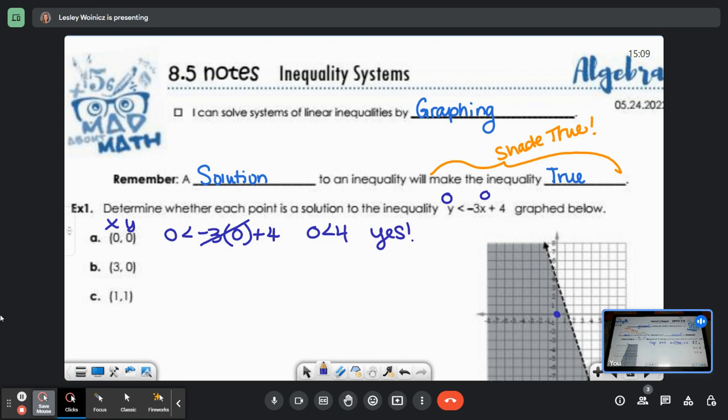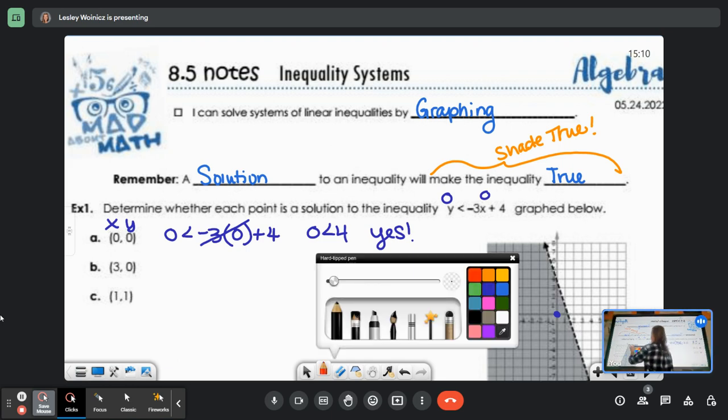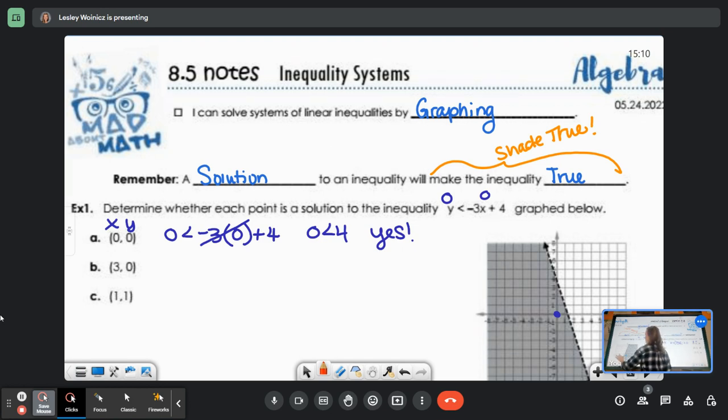So just eyeballing it and looking at the graph, are the other 2 points solutions or not? B, yes. Okay, B is the point 3, 0. 3, 0 is here. Is that shaded? No. C is 1, 1. Is that on a shaded boundary line? No. So neither of these points are shaded, so they are not solutions.